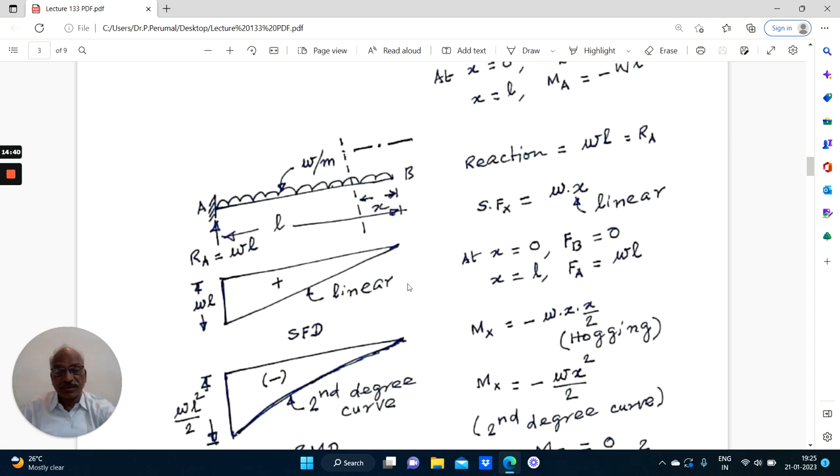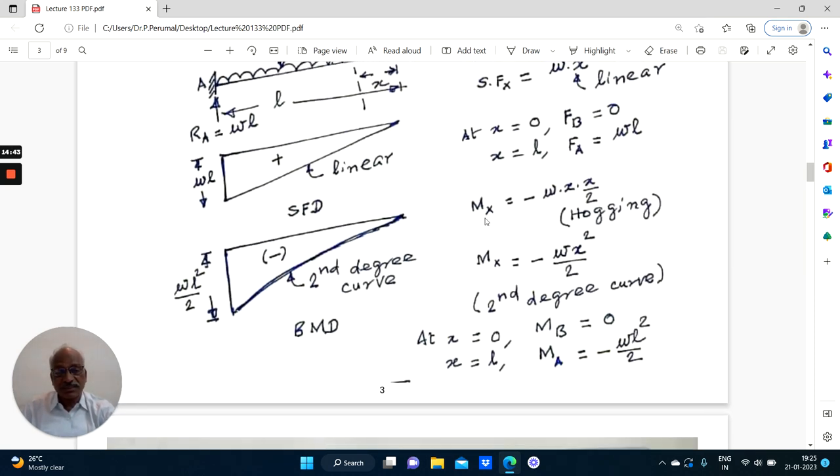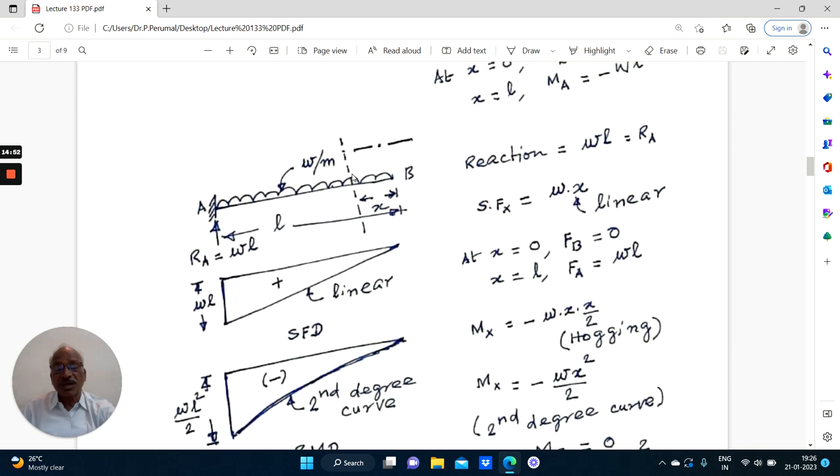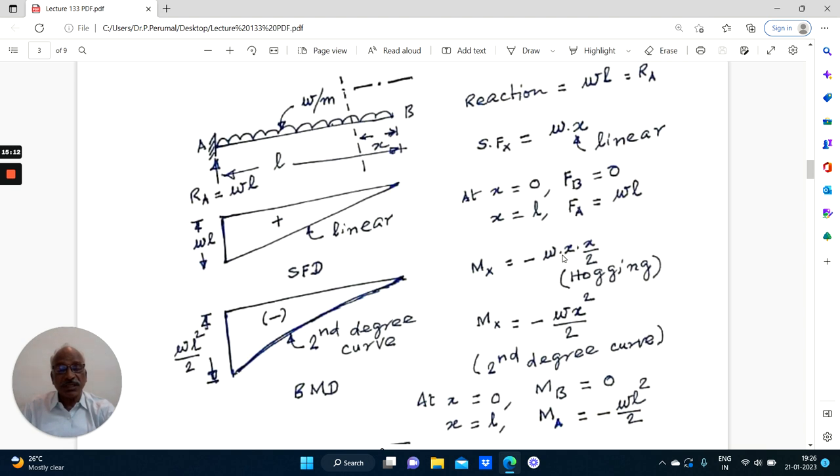Coming to the bending moment, Mx equals minus, because it is a hogging bending moment. At the section XX, the bending moment is W per meter, and we have considered only a length equal to x. So the load will be W into x, acting at its center. So the distance from the load to the section XX will be x by 2. Therefore it is minus W into x into x by 2, where x by 2 is the distance from the center of gravity of the load to the section XX. Therefore it is minus W x squared by 2.